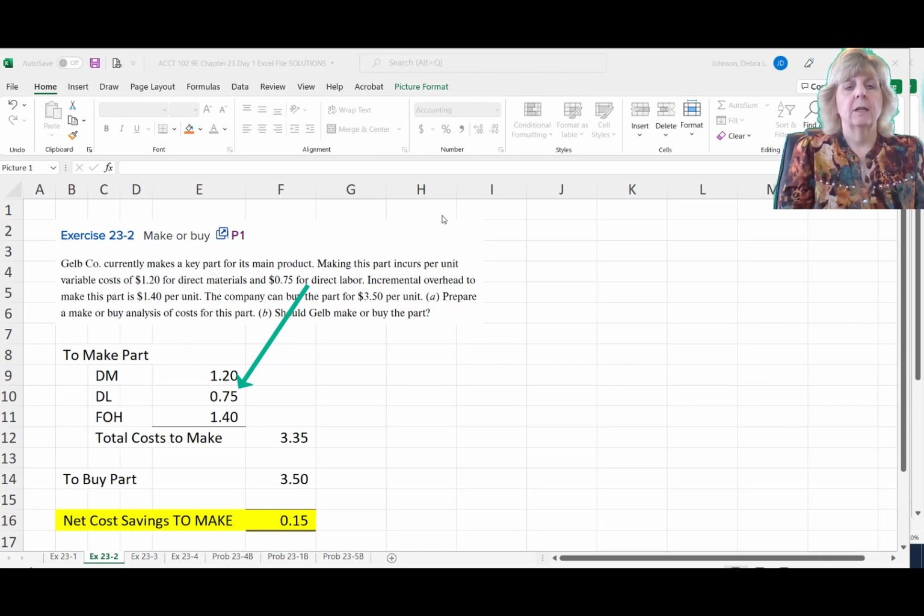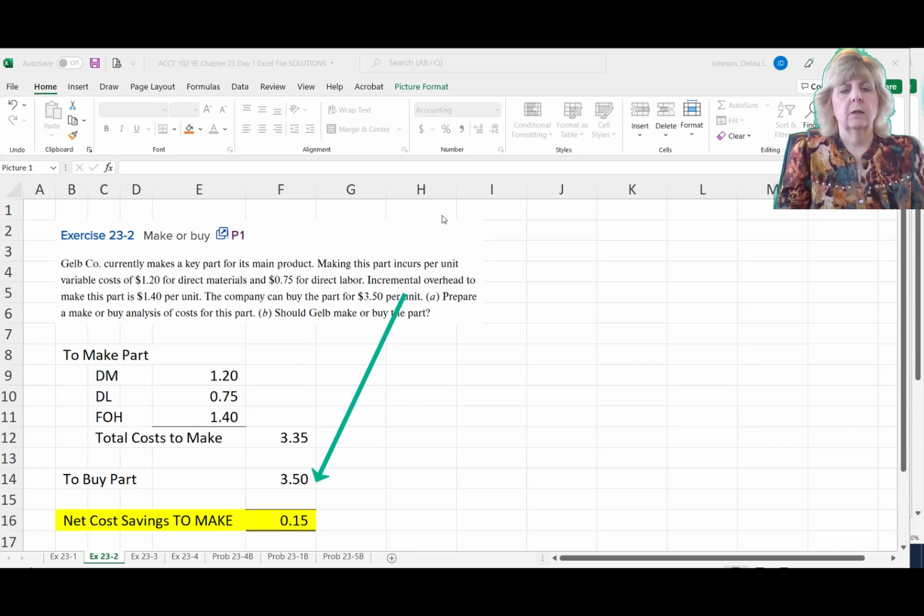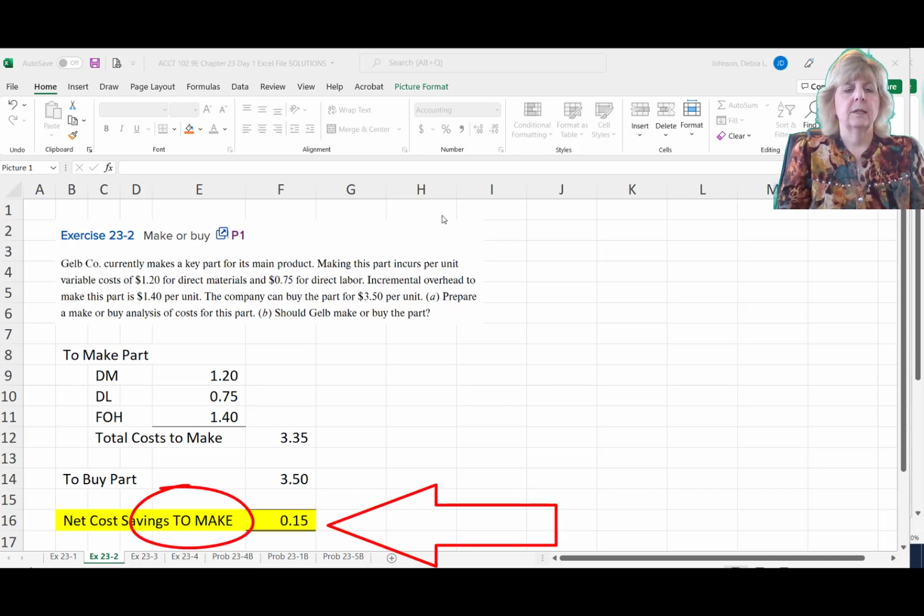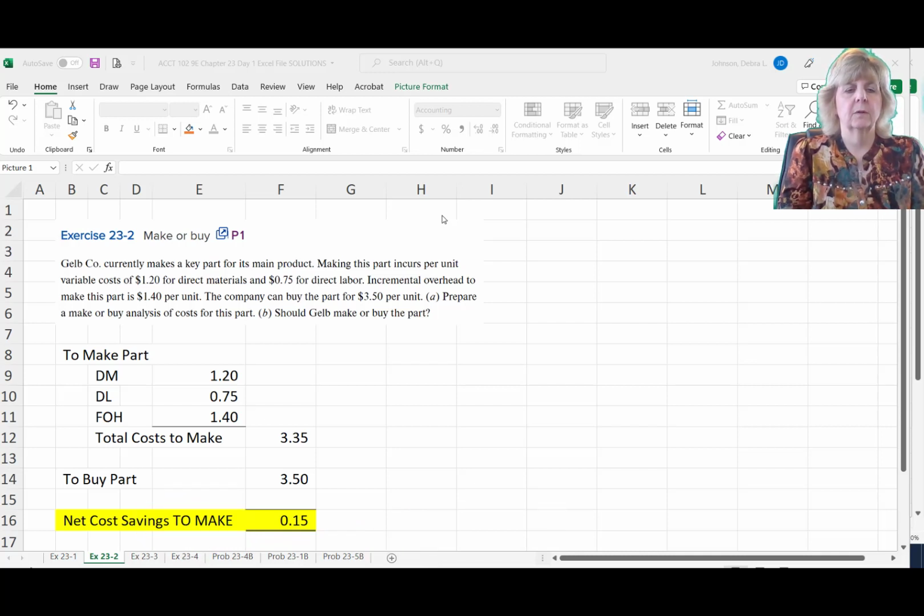So to make the part, it costs $1.20 for direct materials, always relevant, 75 cents for direct labor, always relevant, and then incremental overhead of $1.40. They didn't throw us any curveballs on this one. They let us know right off the bat what the incremental overhead was, so we summed those up. We found out that it was $3.35 to make it. The other option was going out on the open market and buying the part for $3.50. On the screen, you'll see the comparison of the two. You'll notice that I emphasize the correct answer in my last line. And in this case, we save 15 cents a part if we made it in-house.